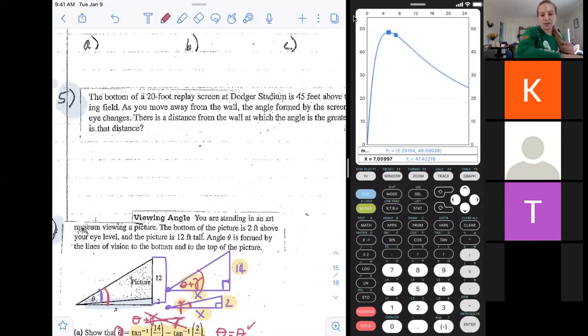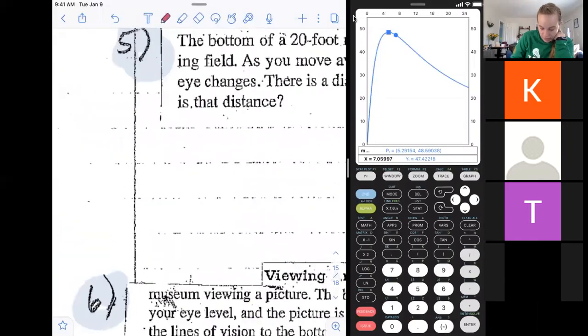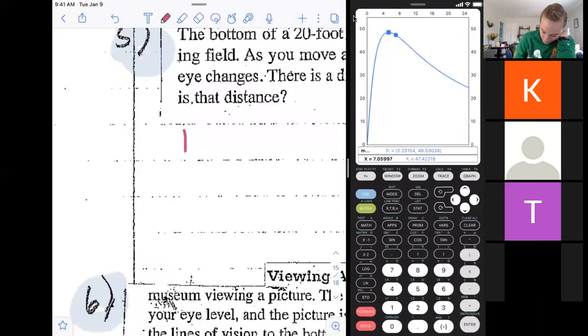So I'm going to start by drawing a picture. It says the bottom of a 20-foot replay screen at Dodger Stadium is 45 feet above the playing field. So I'm going to draw a picture. Here's my viewing screen. And that's 20. And then I'm 45 feet above the stadium. So that's 45. And here's the ground.